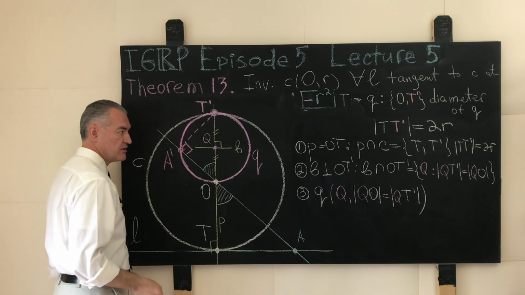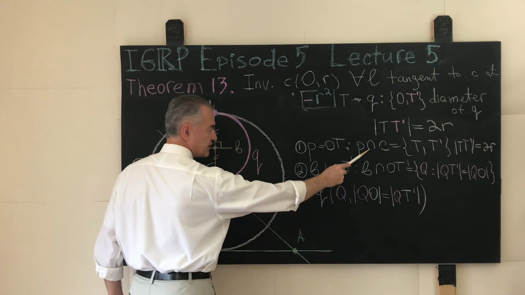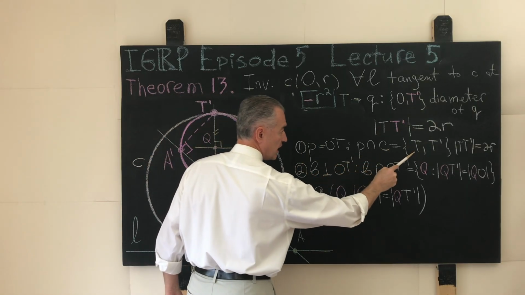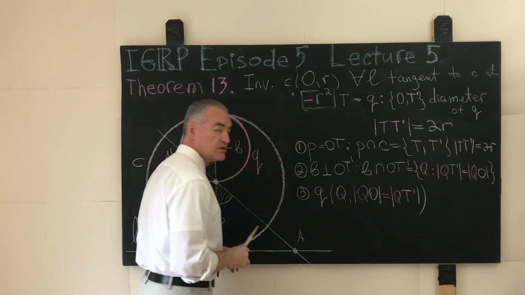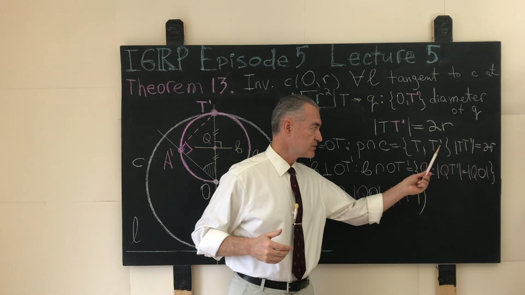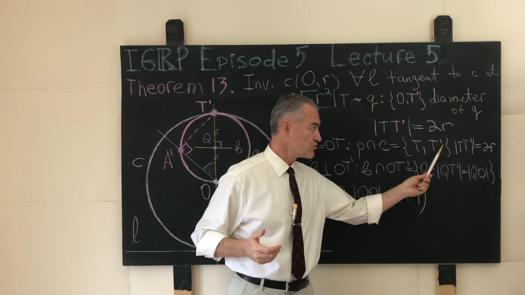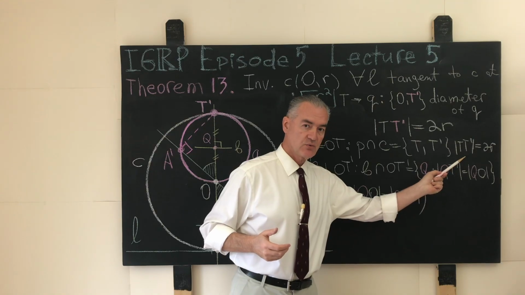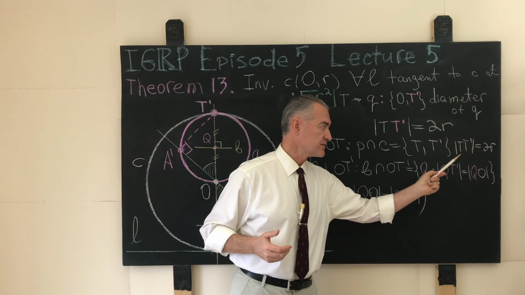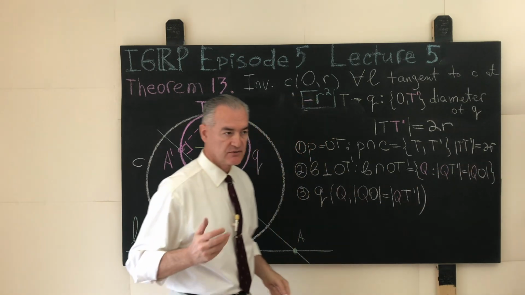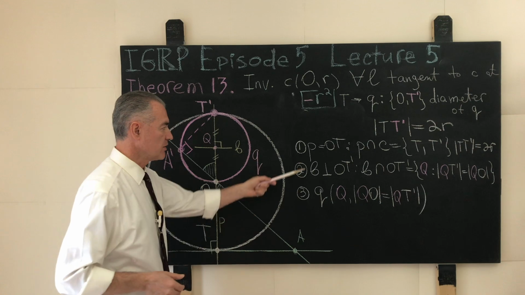Both of these points are given, and that straight line P will intersect the circle of inversion C at two distinct diametrically opposite points: T, which is given to us, and the point T prime that we construct using that straight line. That fact is captured symbolically with the following statement. The length of the line segment TT prime is twice the radius of inversion. That is step number one in symbols.